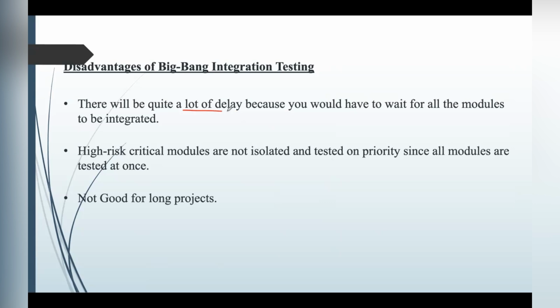There will be a lot of delay, because here you need to wait until all the modules are integrated, because testing will be performed only after combining all the modules. So waiting time will be more. And high risk critical modules are not isolated and tested based on priority, because after combining all the modules, testing will be done only once. So we are not giving any priority to the high risk critical modules. So this is not suitable for long projects.